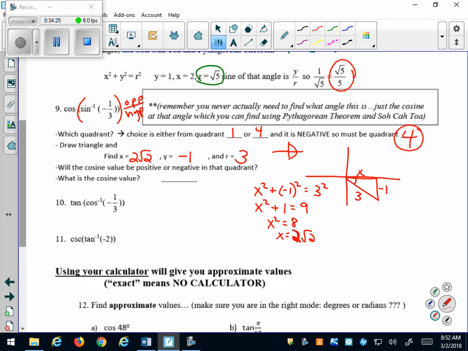So will the cosine be positive or negative in that quadrant? Cosine positive or negative in quadrant 4? Positive. What is the cosine value? Well, cosine is adjacent over hypotenuse. We look at our triangle. Adjacent is 2 root 2, over hypotenuse is 3. And that's your answer.